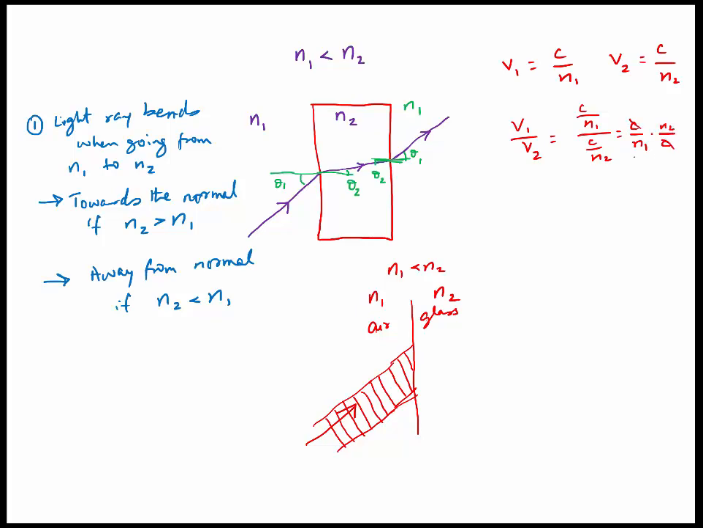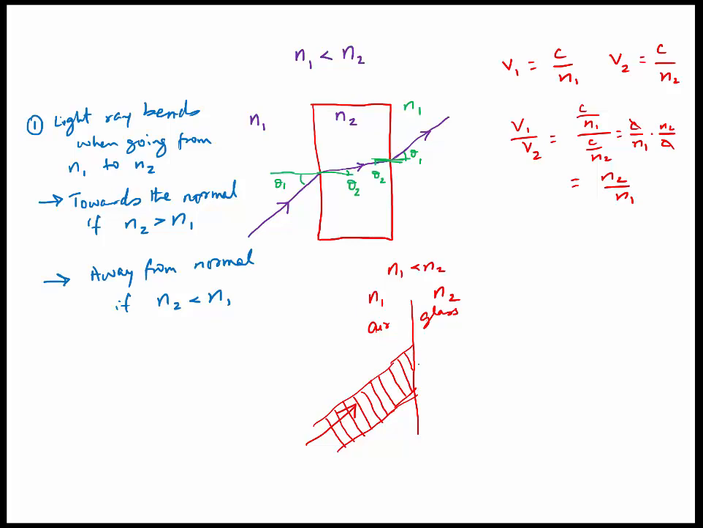The c's will cancel. So v1 over v2 will be equal to n2 over n1. And since n2 is larger than n1, v1 will be greater than v2. So light will slow down inside glass. So it's going to go slower, which means this end of the beam, which entered the glass first, is going to slow down. And this end of the beam that's still going in air is going to continue to be going at a faster speed.